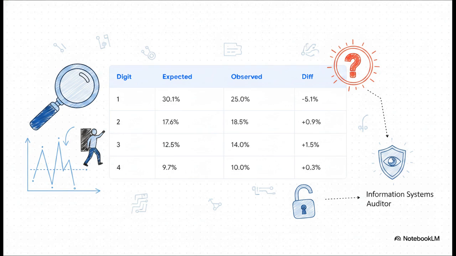See, fraudsters usually don't know Benford's law. When they fabricate fake invoices, they just guess randomly, which completely throws off the natural mathematical distribution.